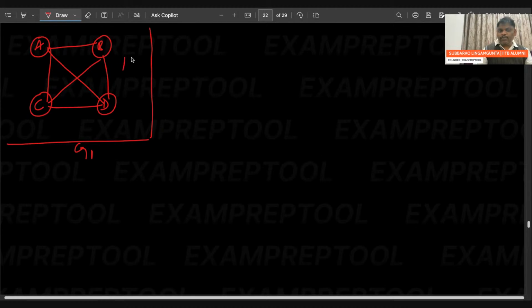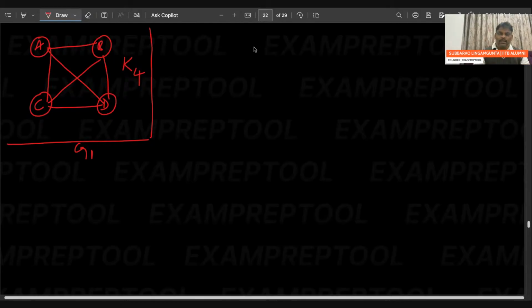So a complete graph with 4 vertices, people represent as K4. K4 means complete graph with 4 vertices. K means complete. Complete starts with C, but why did they write K? I think C is given to some other graph. That is the reason. C4 means cycle graph, but here it's a 4 vertex complete graph.